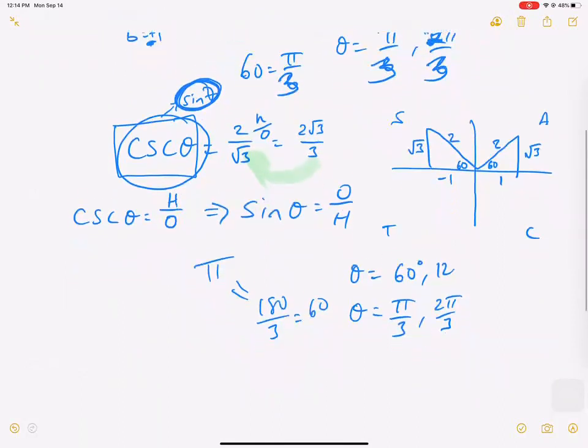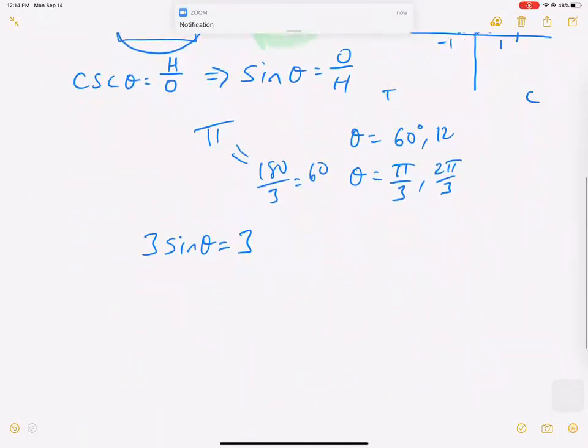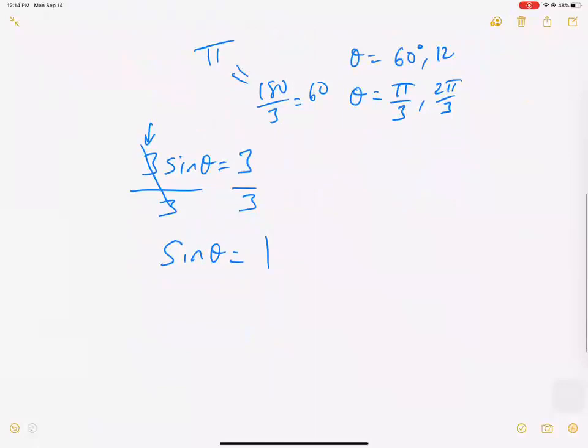Now, the problems in IXL will kind of spin things around. One of the problems was, for instance, 3 sine of theta is equal to 3. Well, we don't know how to solve if there are numbers in front of it. So what we do in Algebra 1, we go ahead and clean it up. Sine of theta is equal to 1. Now, this is a triangle that we do know. We can do this without a calculator.